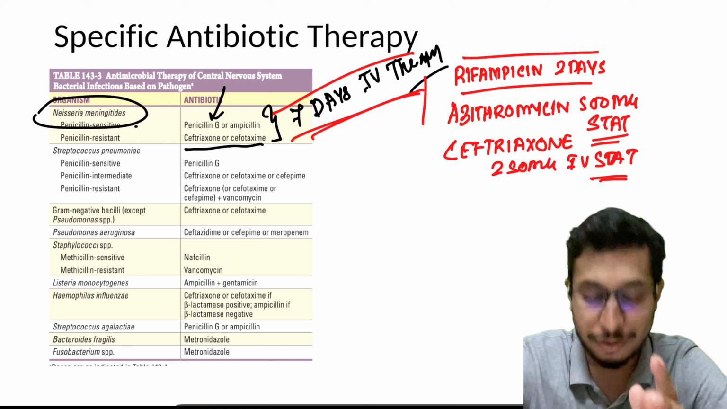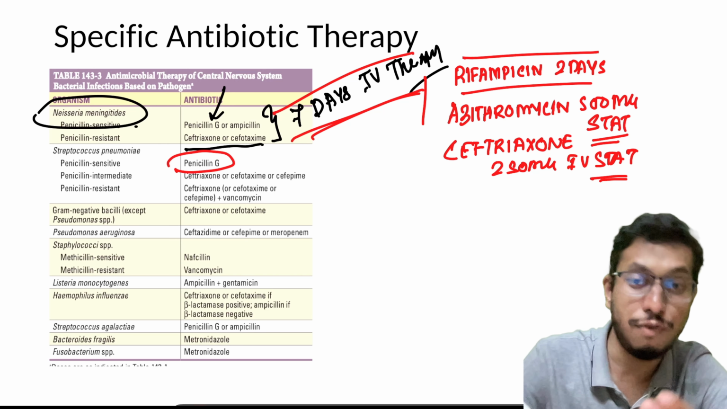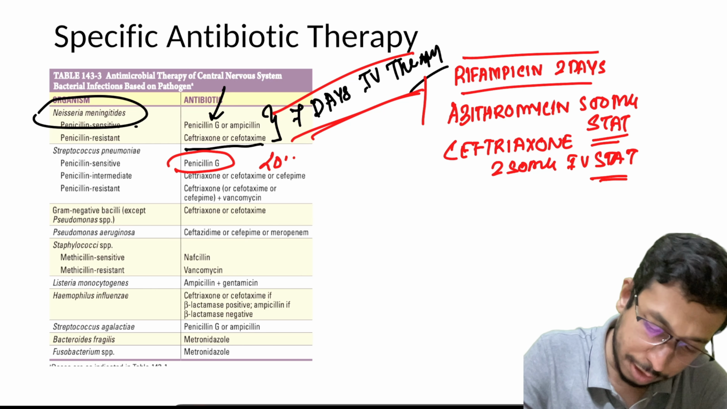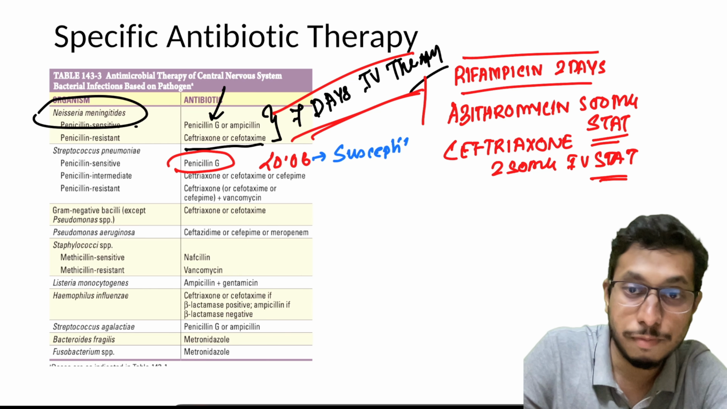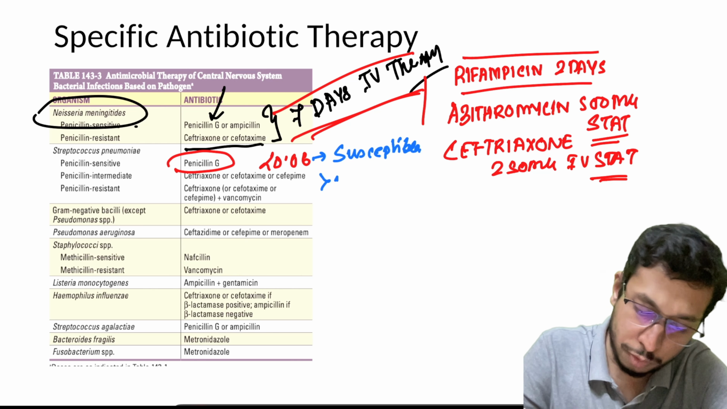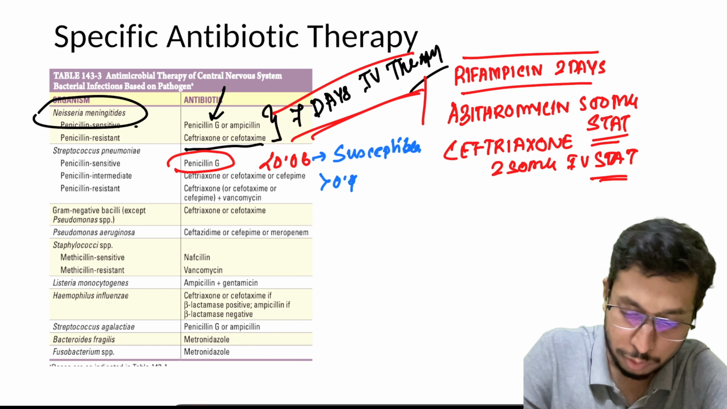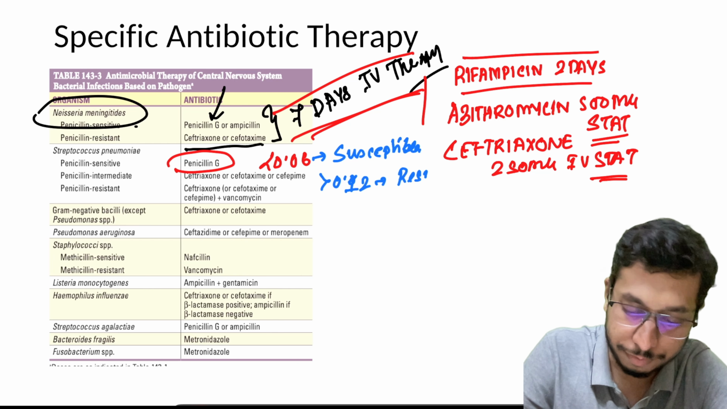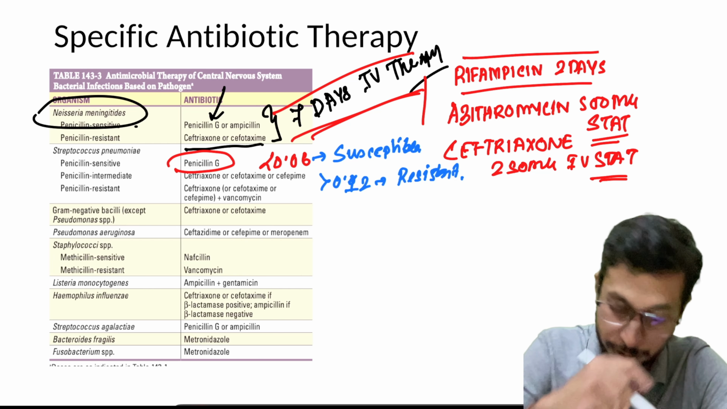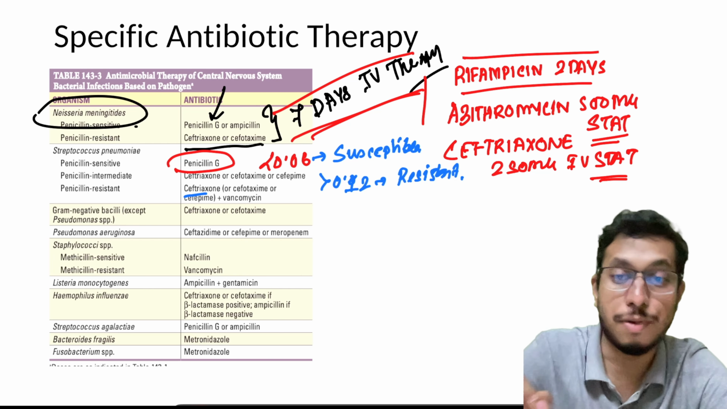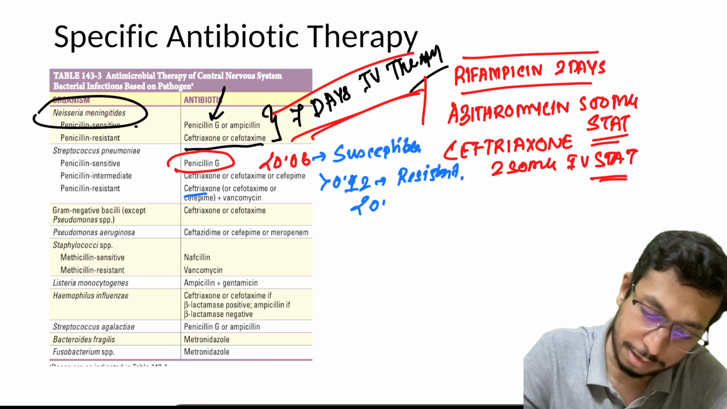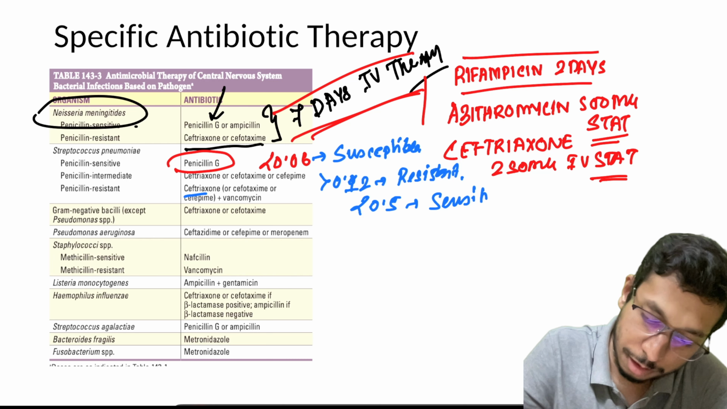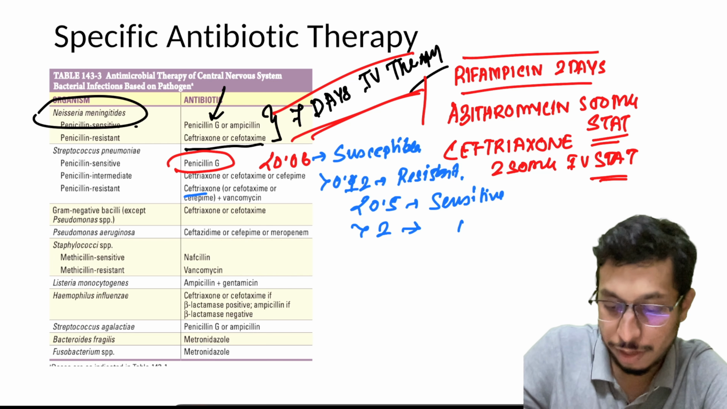So the minimum inhibitory concentration for penicillin of less than 0.06 is considered susceptible, and more than 0.12 is considered resistant. For cephalosporin, ceftriaxone or cefotaxime, a minimum inhibitory concentration of less than 0.5 is considered sensitive, and more than 2 is considered resistant. So less than 0.5 is sensitive, more than 2 is considered resistant.